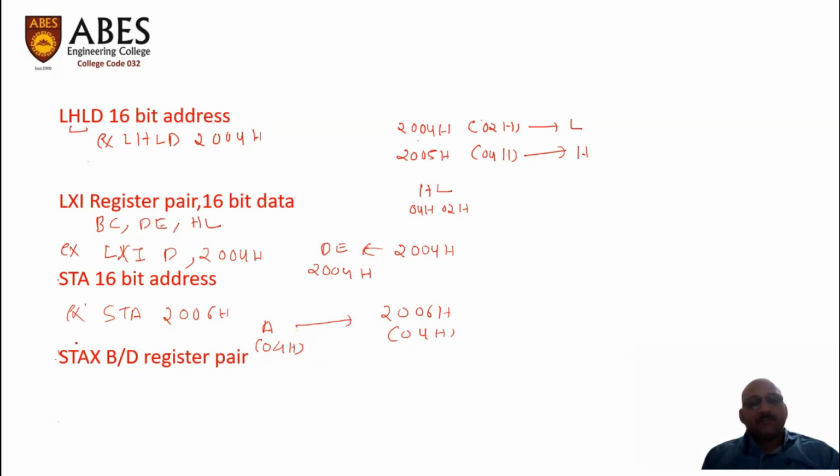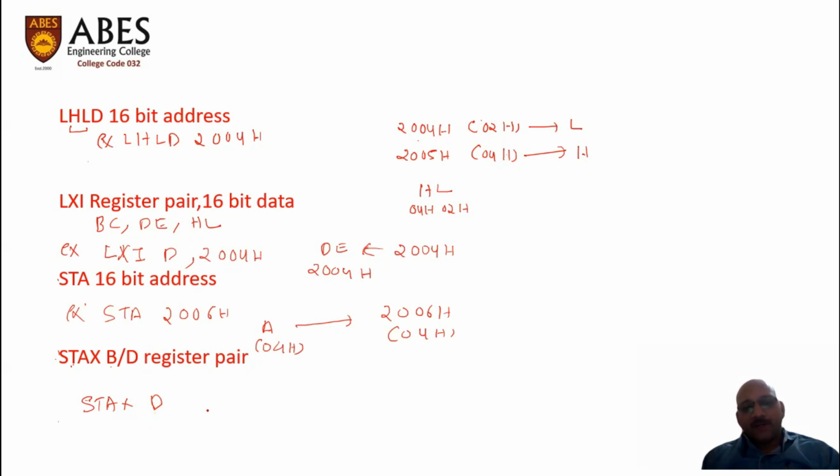The above instruction is an example of the direct addressing mode, where the address is directly given. But the second instruction is the same as the above instruction, but the address is hidden. Now the address is either in the BC register pair or the DE register pair. So I will take the example STAX D. I am writing the first letter of the register pair, D, so STAX D.